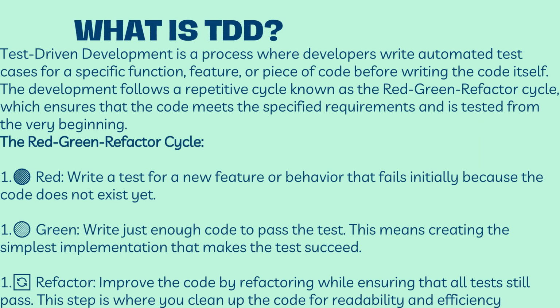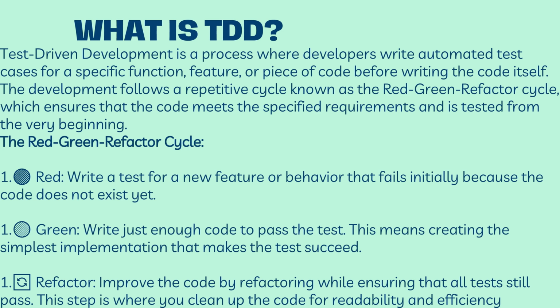So what is TDD? TDD is basically a process where a developer writes automated test cases for a specific function, feature or piece of code before writing the actual code itself. The developer follows a repetitive cycle known as the Red-Green-Refactor cycle, which ensures that the code meets the specific requirements and is tested from the very beginning.